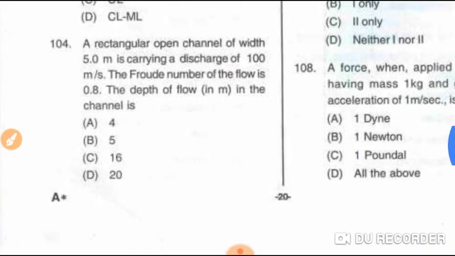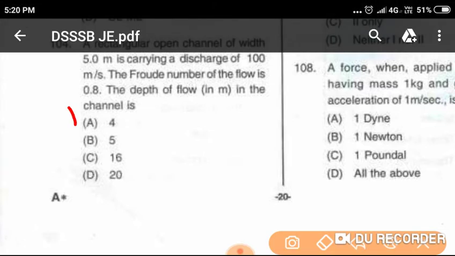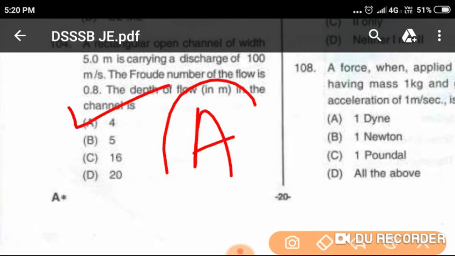Question number 104. A rectangular open channel of width 5 meter is carrying a discharge of 100 meter cube per second. The Froude number of the flow is 0.8. The depth of flow in the channel is given by option A 4, option B 5, option C 16, option D 20. So here the correct answer will be option A.